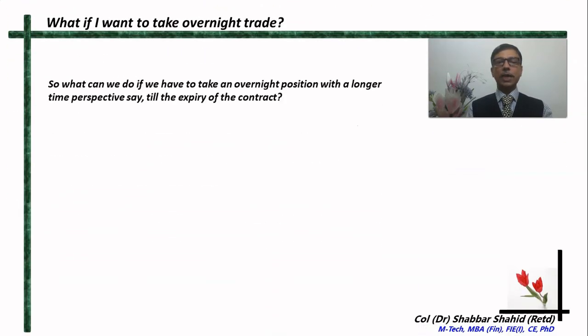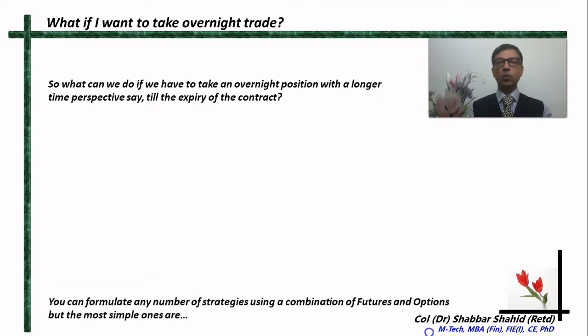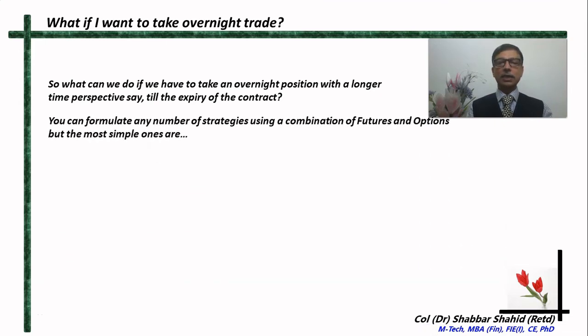So, what can we do if we have to take an overnight position with a larger time perspective? Say you want to take a position, you either want to buy a future or sell a future and wait till the expiry of the contract, which may be probably 1 month away. What do you do in such cases? See, you can formulate any number of strategies using a combination of futures and options.